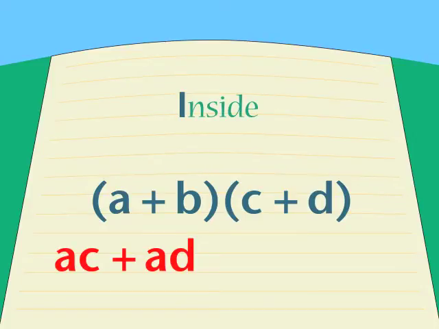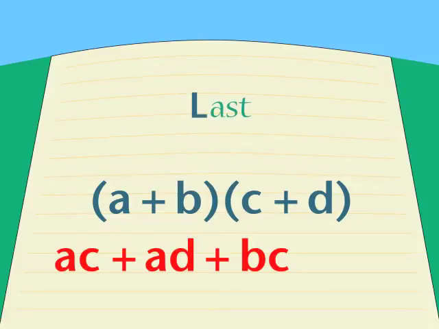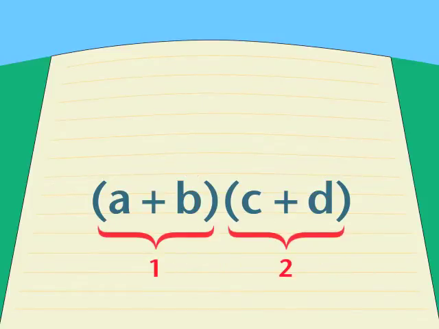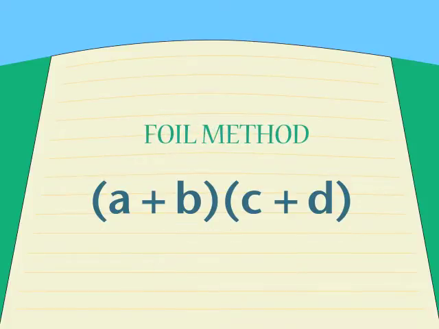I, inside. Multiply the two inside terms, B and C, and add BC to the answer. L, last. Multiply the two last terms, B and D, and complete the answer with BD. The process of multiplying two terms by two terms is called multiplying binomials. Usually, you can carry out most of the steps in your head. The FOIL method allows a picture like this.